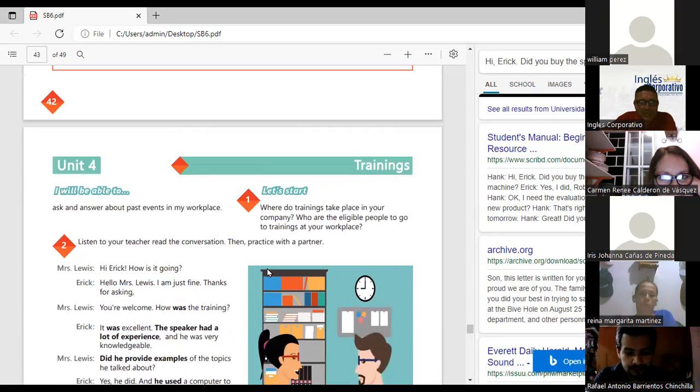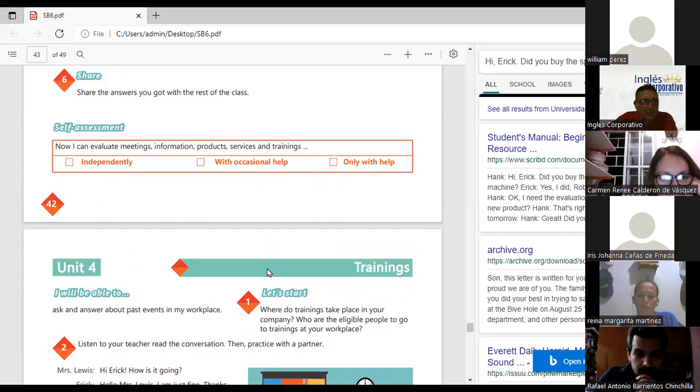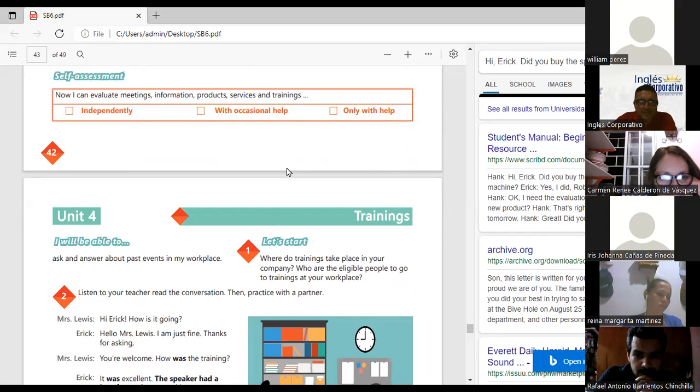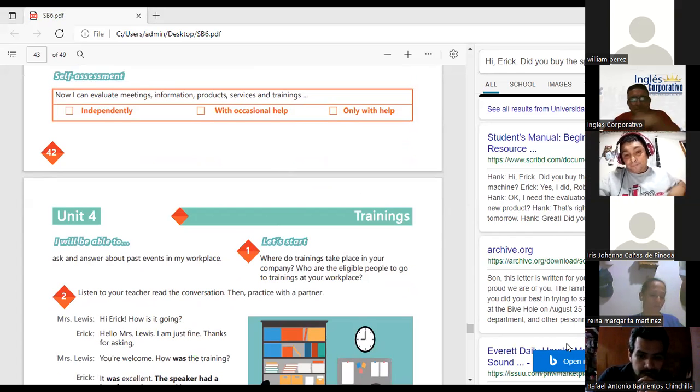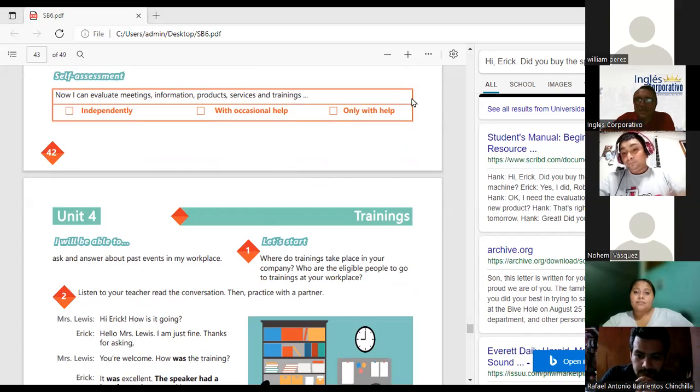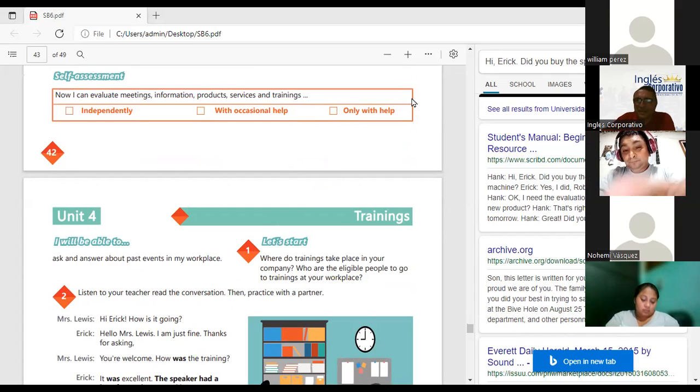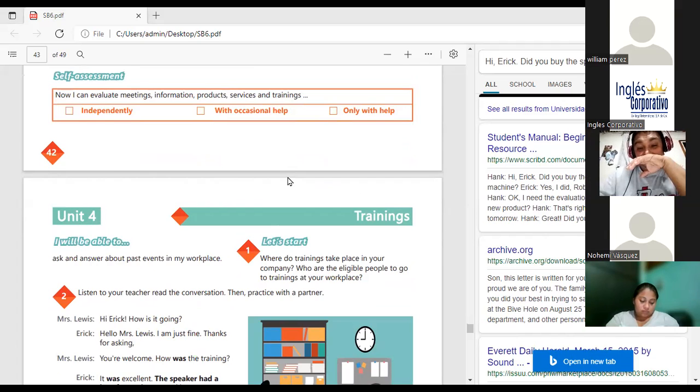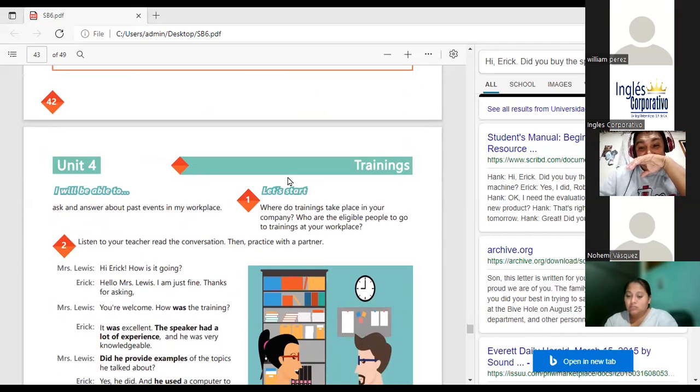Right, so let's continue. We are on page 43. Okay, can you see my book? Yes, teacher. Okay. So it says, where do trainings take place in your company? Who are the eligible people to go to trainings at your workplace?